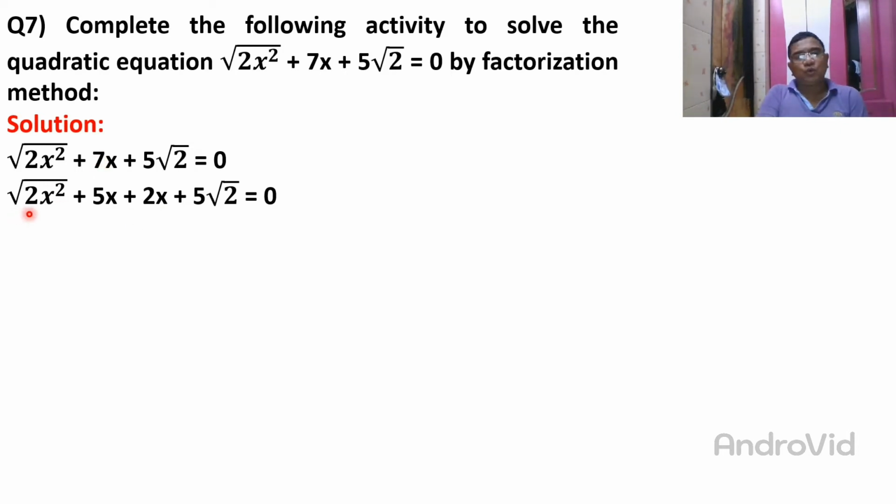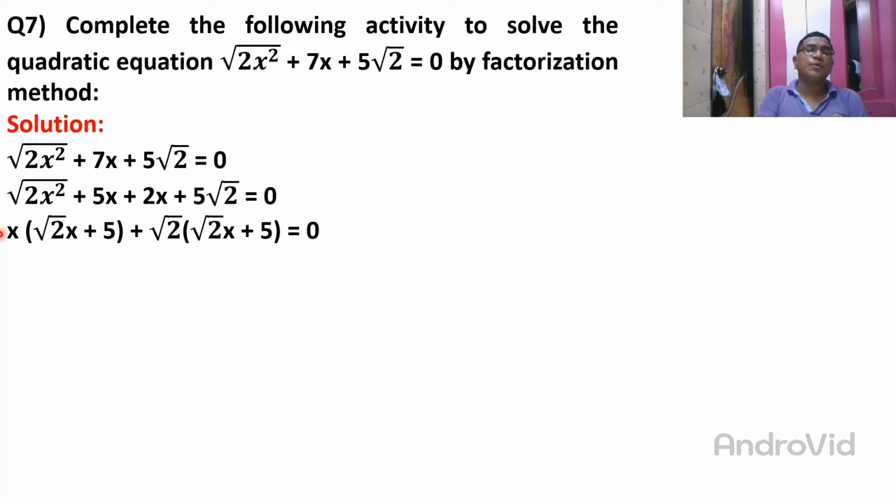So this is root 2x square plus 5x, the first term, plus 2x plus 5 root 2, the second term. Root 2x square is factorized as root 2 into x into x, and 5x is 5 into x. So x is common and goes outside the bracket. Uncommon is root 2x here and 5 here.